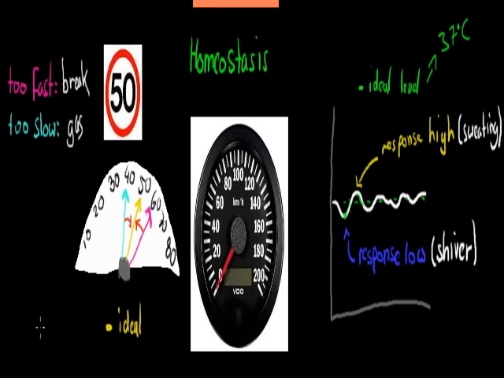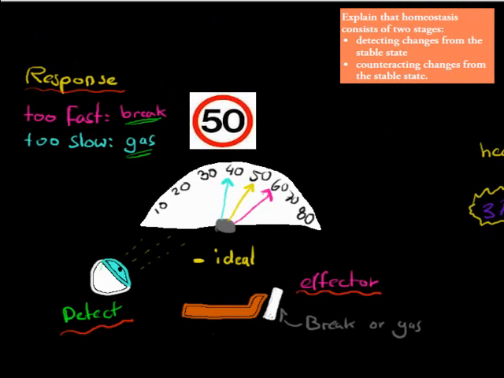So hopefully that analogy made a bit of sense. And the last one here in this first part is explain that homeostasis consists of two stages: detection and a response. So detecting change from a stable state and counteracting change from a stable state. If you imagine in that speedometer example, we're at 40 kilometers per hour, what has to happen for us to go back to 50? Well, first we actually have to see that we're going too fast. So the detection stage refers to our eyes actually detecting that change. That's the first thing that has to happen. Otherwise, we won't be bringing that back to 50 if we don't see it.